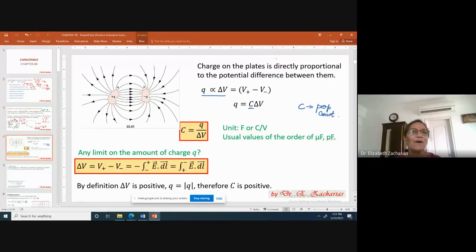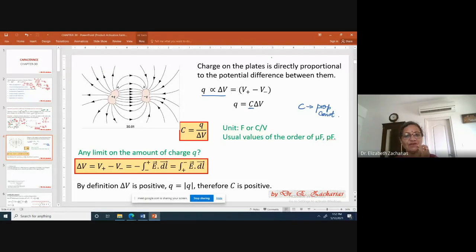Zero? No. It is C. C is a constant. It is not 0. In a few minutes, you're going to see that the capacitance of a capacitor just depends on its geometry only. It doesn't depend on whether it is charged. It doesn't depend on whether there is a potential difference. So this is an important point that you should remember always.